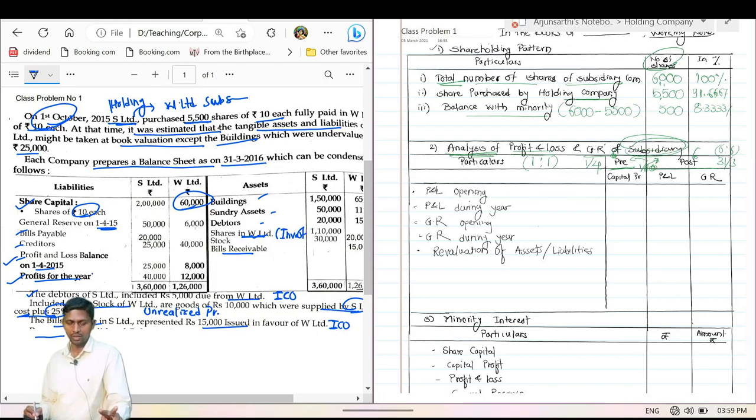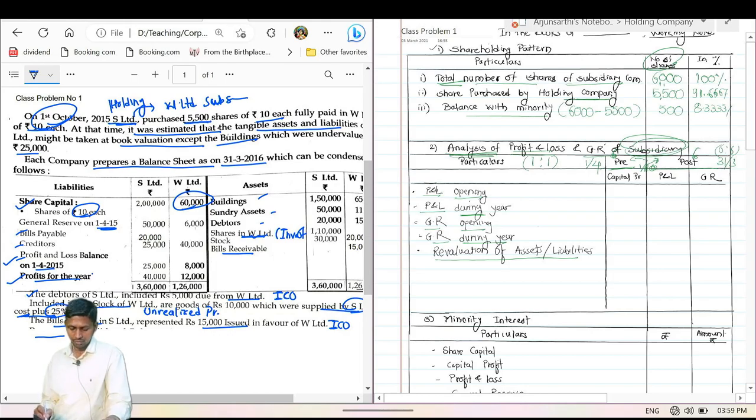We write two profit and loss, two reserves, general reserves, and then undervaluation or overvaluation of fixed assets. Two profit and loss: one is of opening, another is of during. Two general reserves: one is of opening, another of during. And then revaluation of assets or liabilities.